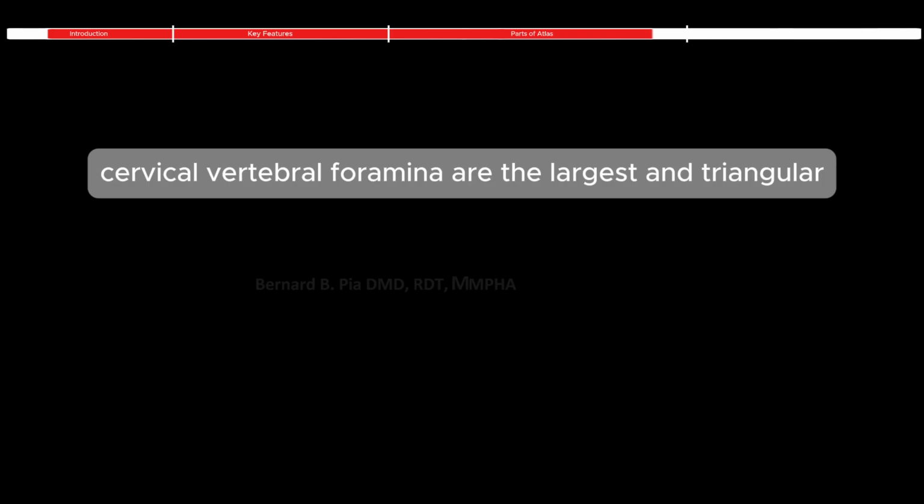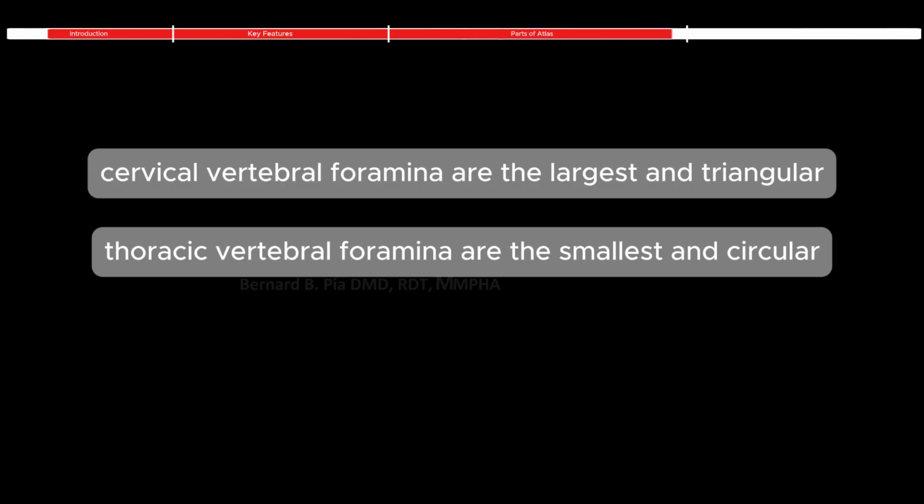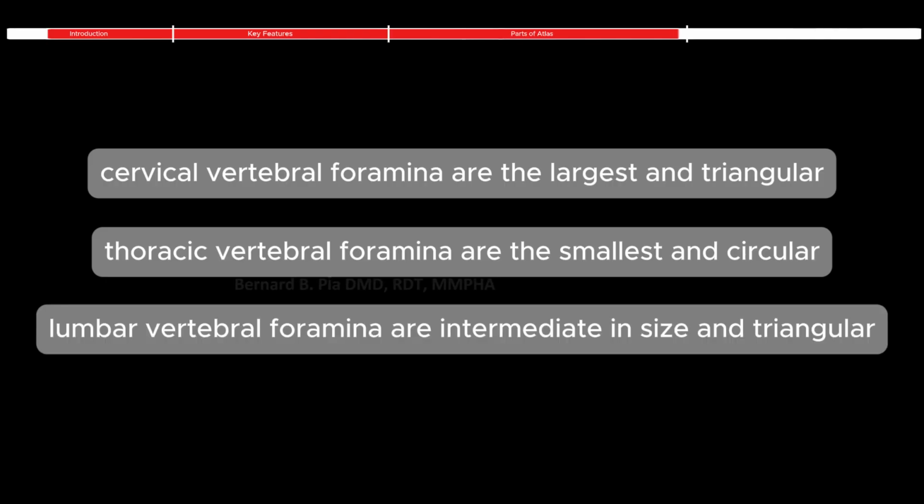Overall, the size and shape of the vertebral foramina in the different regions of the vertebral column are as follows. Cervical vertebral foramina are the largest and triangular. Thoracic vertebral foramina are the smallest and circular. Lumbar vertebral foramina are intermediate in size and triangular.